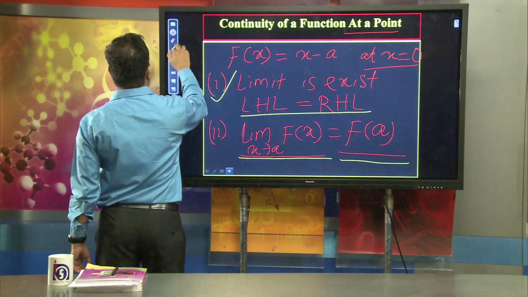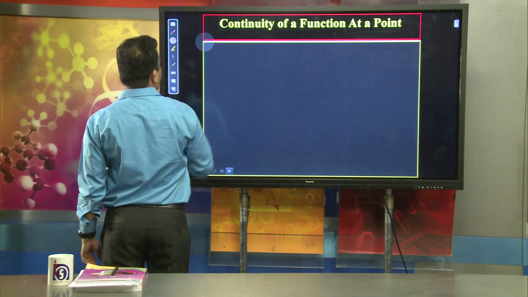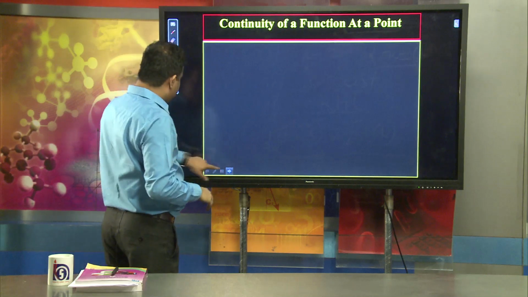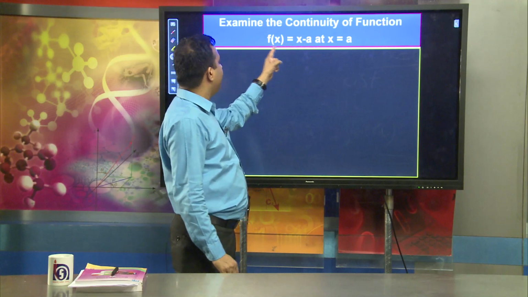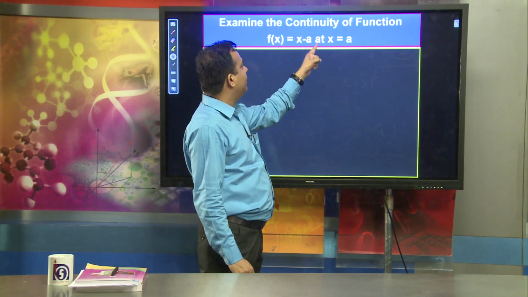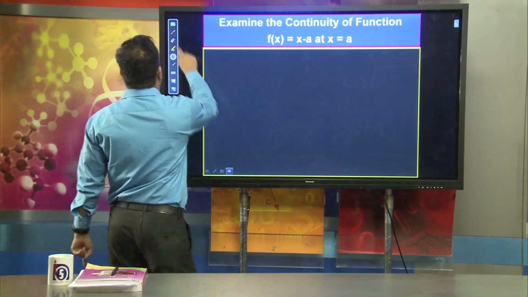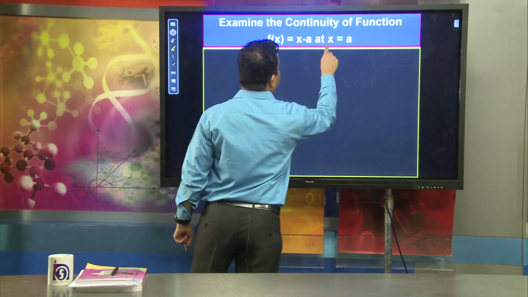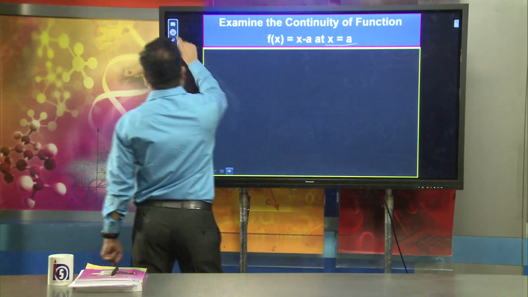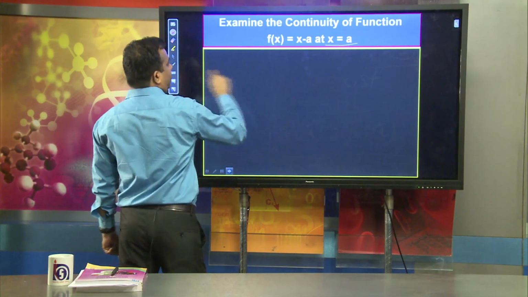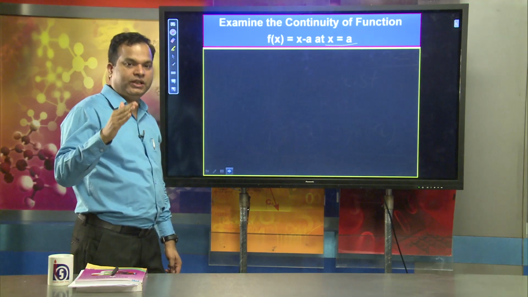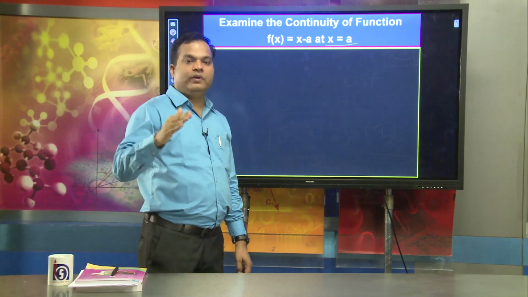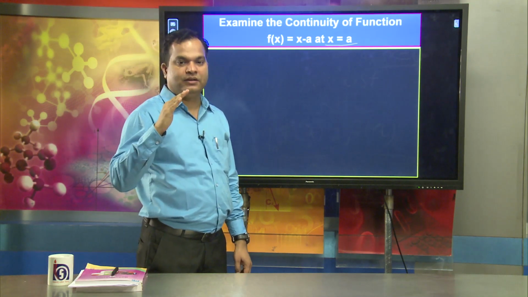Let us take an example, then we will be able to understand more. Let us examine the continuity of the function f of x equal to x minus a at x equal to a. That is the particular point, x equal to a, and the function is x minus a. So what will we show? First we have to see that the limit exists, the first condition.